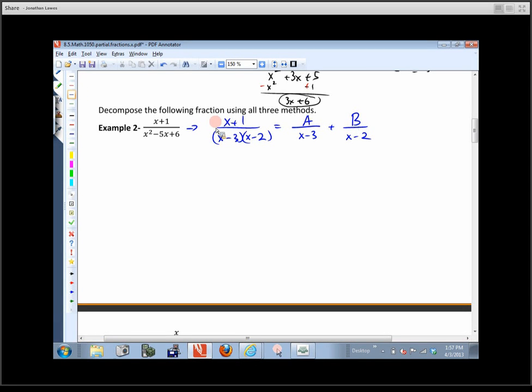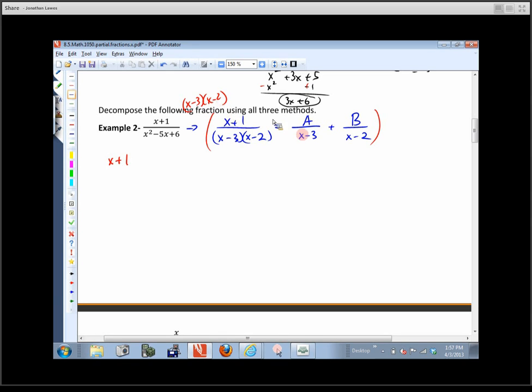Okay, here's the next step. I'm going to change colors. If you look at your sheet, it says clear the fraction from the equation. Now take a good look at this right here. This is an equation, right? Do you like working with fractions in equations? Nope. So what do we do to clear the fractions? Multiply by the denominators, right? So if I multiply by x minus 3 and x minus 2, what happens here? They cancel. So I just get an x plus 1, right?